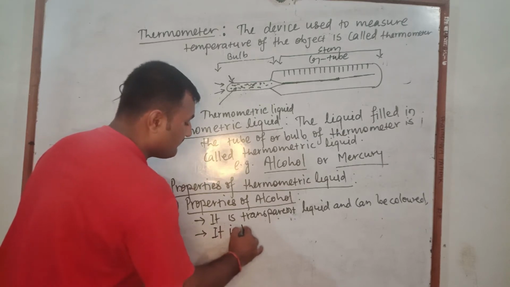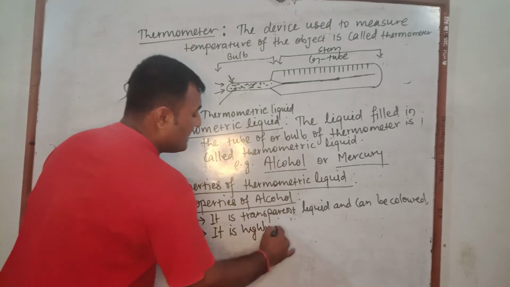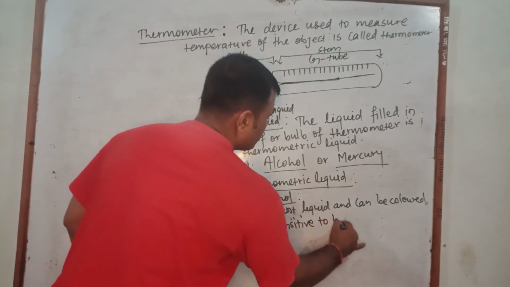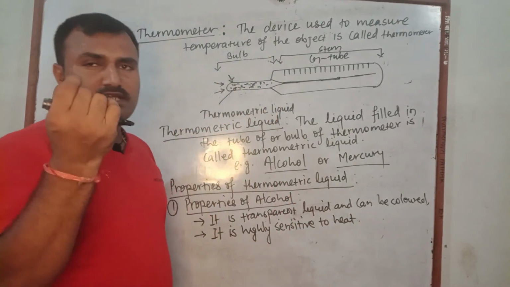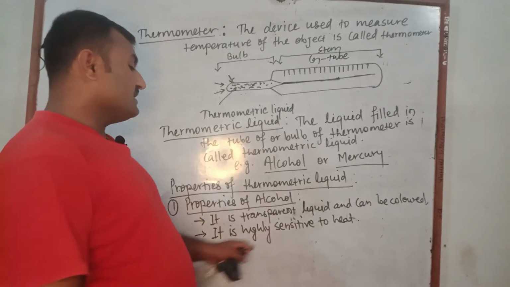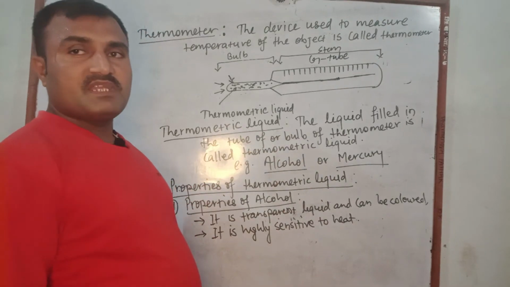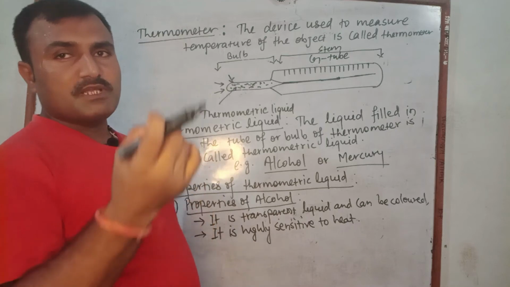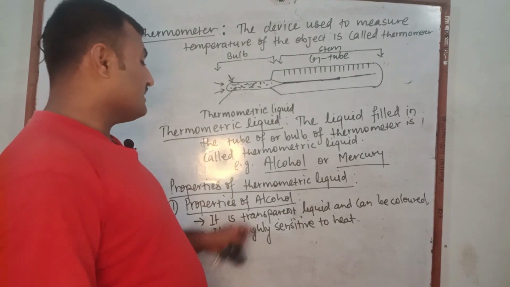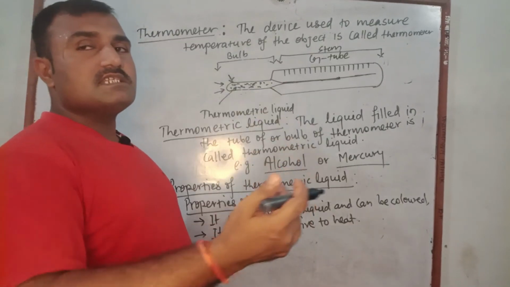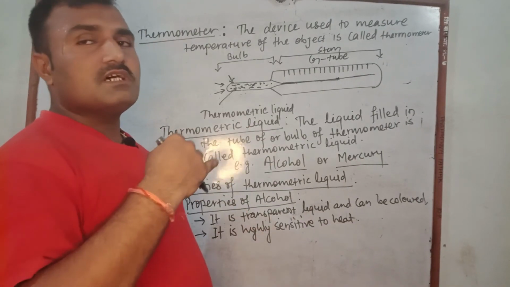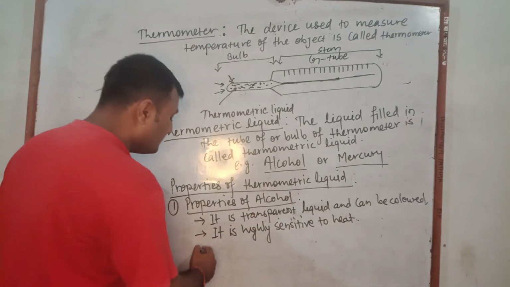Other here, alcohol is highly sensitive to heat. That is, a small change in temperature can increase the volume of alcohol. Therefore, it is called highly sensitive to heat. If a substance resists that small fraction of change in temperature, then it can't be used as a thermometric liquid. But here alcohol is highly sensitive. Even a small change in temperature can result in the increase in volume of alcohol in the tube.